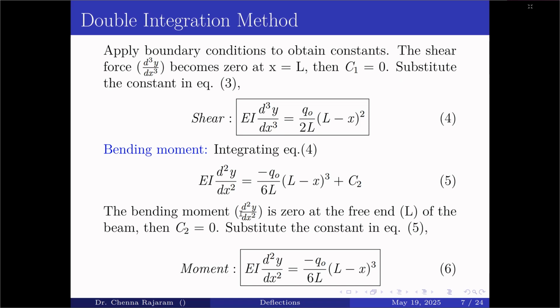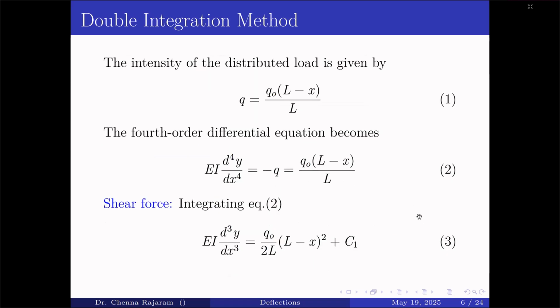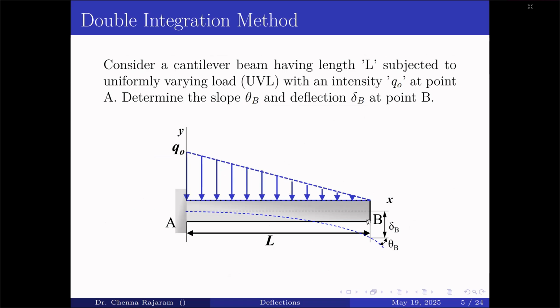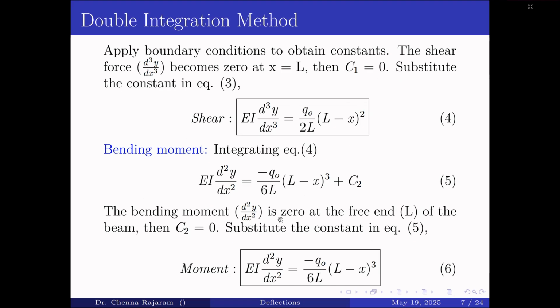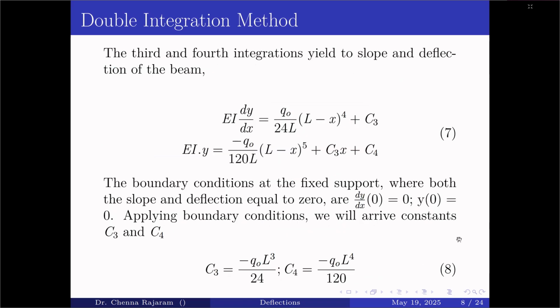In case of bending moment, the boundary condition is d²y/dx² is equal to 0 at the free end. If you see the diagram, at this point the bending moment is equal to 0. So d²y/dx² is equal to 0 at the free end of the cantilever beam. Apply the boundary conditions and obtain C2. Then C2 is equal to 0. So substitute the constant in this equation, then we obtain the moment: EI d²y/dx² is equal to minus q0 divided by 6L into (L minus x) whole cube.